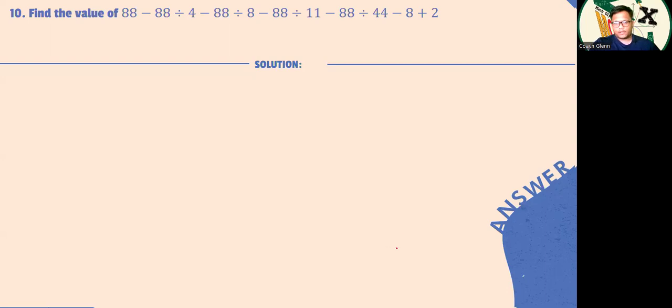So all we need to do is follow PEMDAS. Based on PEMDAS, we need to do divisions first. So let's underline those so that we can see them clearly. First we do 88 divided by 4. 8 divided by 4, that's 2.